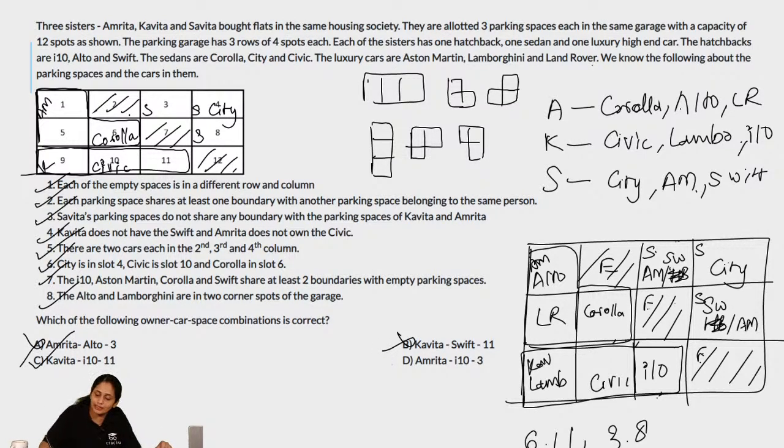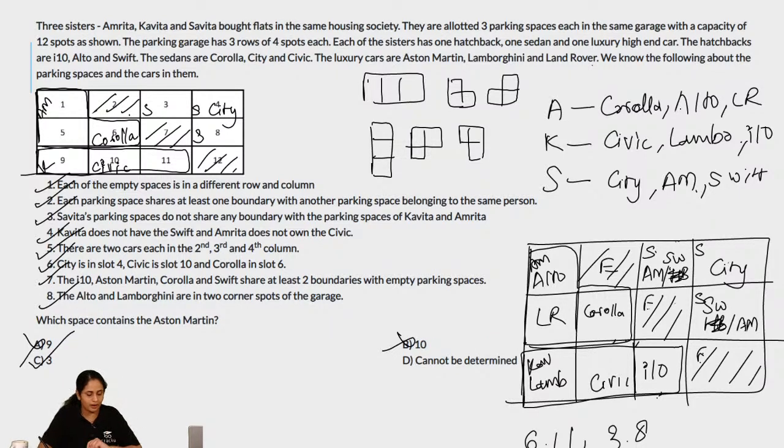Now let's take a look at the next question. I'll remove this as such. So the question is, which space contains the Aston Martin? Now Aston Martin can be in either 3 or 8. So we don't know for sure where the Aston Martin is. So the answer should be option D, cannot be determined.